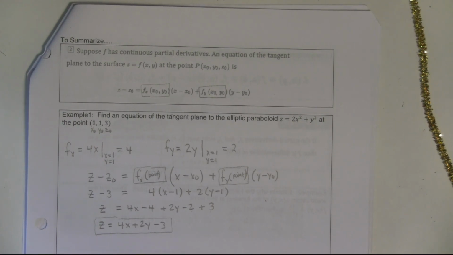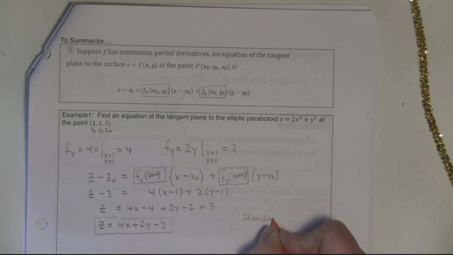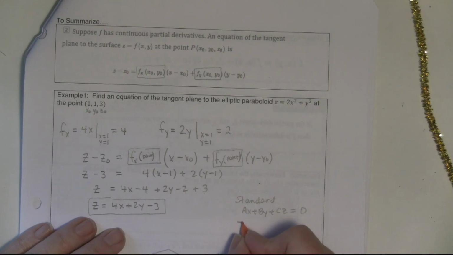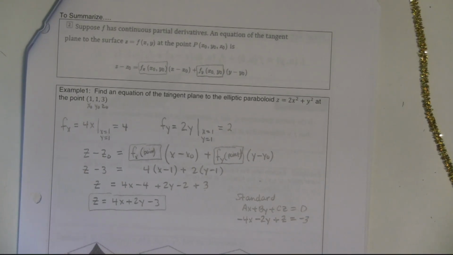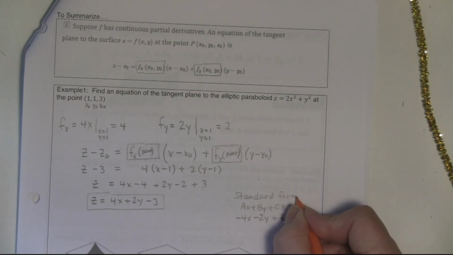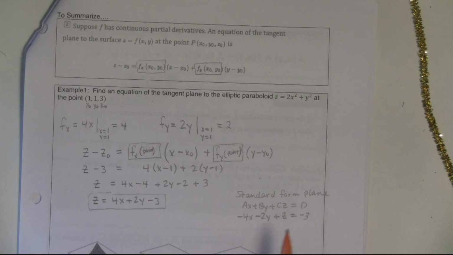When we looked at planes before, we didn't solve them for z. It was back in chapter 12. I told you that the standard form for a plane looked like this: ax plus by plus cz equals some d, right? And so what I would have said that the plane looked like is negative 4x minus 2y plus z equals negative 3. I might have even run a negative through that to make my x positive, but I'm not going to worry about that. This is standard form for the plane, and this is another form of the plane, just rearranged, no big deal.